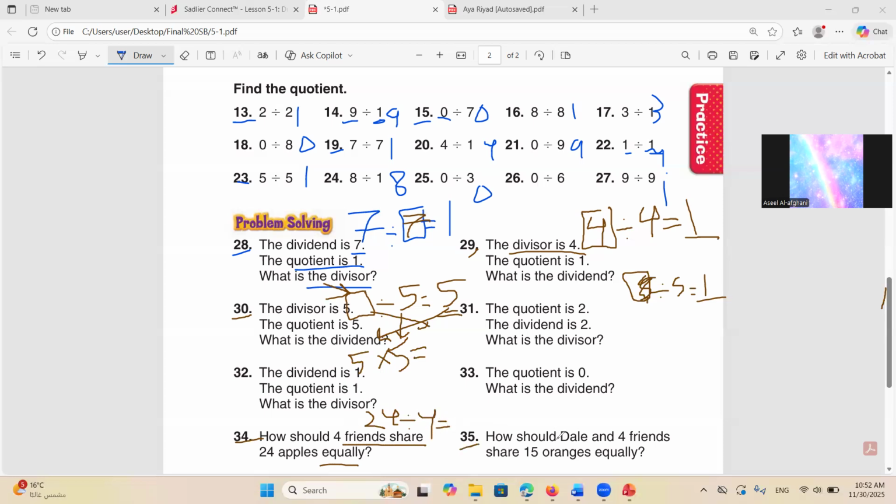And what about here? If you have Dale and four friends, so the total number of friends who want to share 15 oranges among them equally is 5. So you have 15 oranges divided by 5 friends, not 4, because you have 4 friends and Dale. Don't forget Dale. It's going to be sad if we forget him. So we're going to have the 3 and so on.